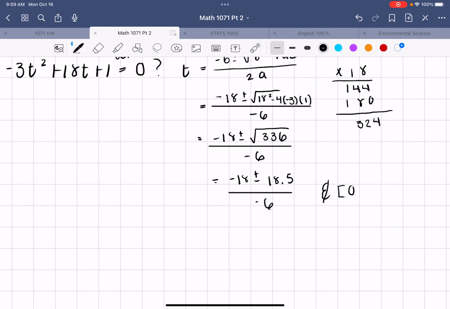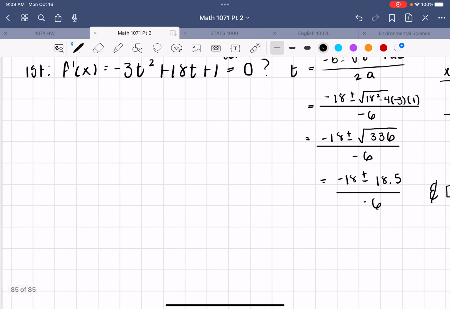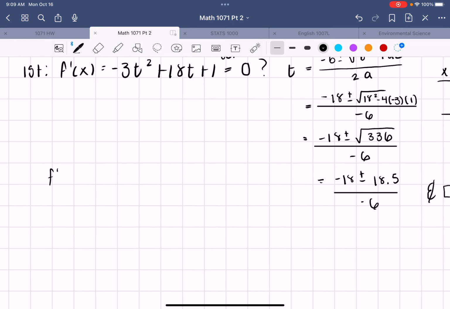For fun, I'm taking the second derivative: negative 6t plus 18. That's what they're after. Set that equal to 0. To try and make sense out of the problem, t equals 3 is your one inflection point.